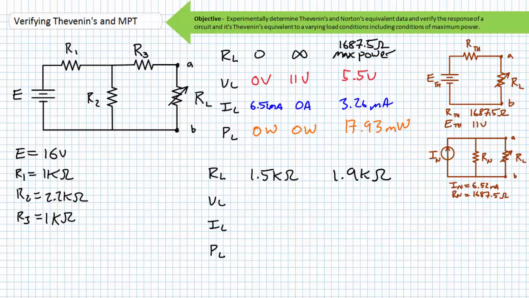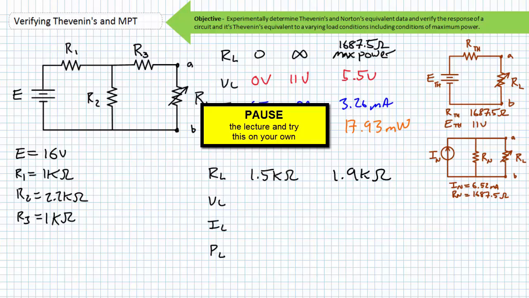First load resistor is 1.5 kiloohms. The second load resistor is 1.9 kiloohms. Pause the lecture and solve for these quantities. Your choice: the tedious quagmire of 2 more series parallel circuit analyses, or a simple pure series circuit or pure parallel circuit presented by the Thevenin's or Norton's equivalent simplifications. I know my preferred choice.